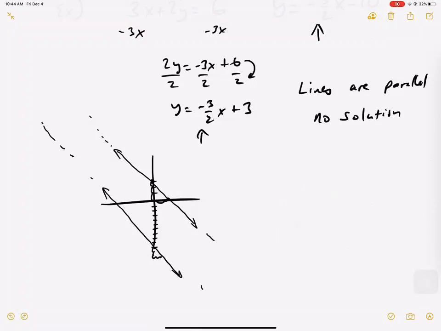Okay, so if we can tell that lines are parallel, we can automatically say there is no solution. And the answer is no solution. If someone says, hey, did you meet up with your friend? Answer is no. Because if you guys don't have the same common point and common time, yeah, you didn't meet your friend.